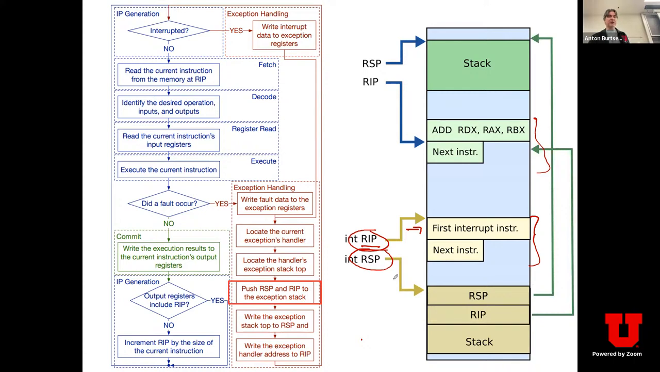Pretty logical. Make sure that we can save the old values of the instruction pointer in a stack, because we want to come back, and maybe it's a timer interrupt. So we definitely will come back to this program which we were running. And the hardware itself actually saves the instruction pointer and the old value of the stack on this new stack for the interrupt handler, right?